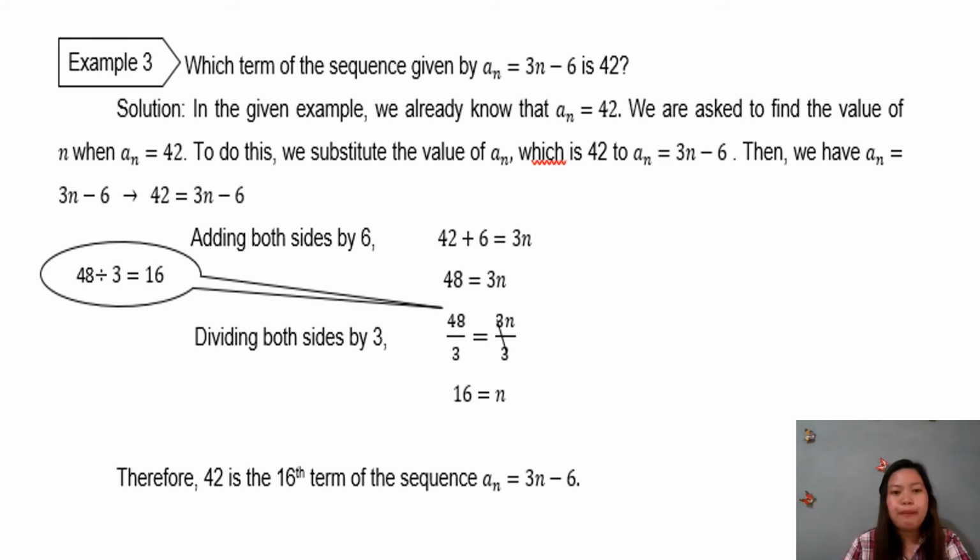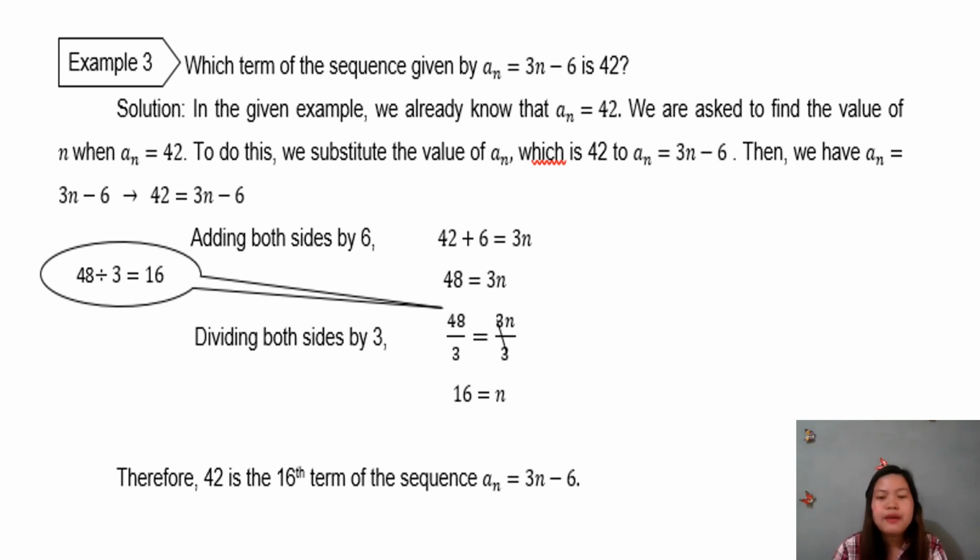Now, let's go to our third example. So our third example is this. Which term of the sequence given by a sub n equals 3n minus 6 is 42? Again, kisay ato gipangita diri ang term or ikapila na term. Again, ikapila na term sa ato formula na a sub n equals 3n minus 6 ang 42. So, solution, in the given example, we already know that a sub n equals 42.